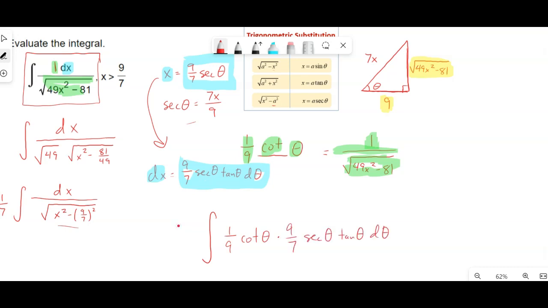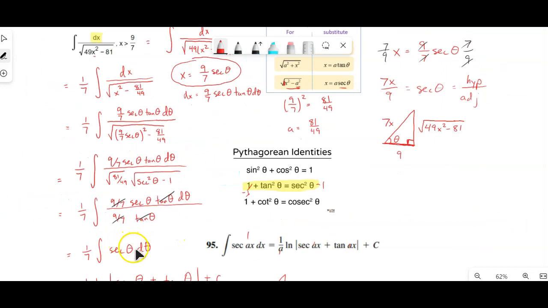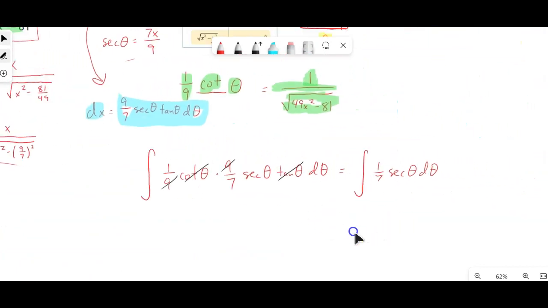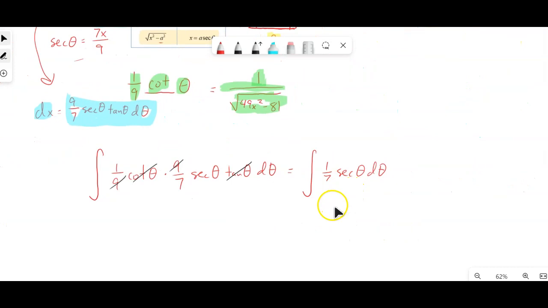And what's going to happen? Cotangent and tangent are reciprocals. The 9 will cancel away, leaving 1/7 secant theta d theta. If you look, that is exactly what we ended up with right here after we made that substitution, simplified, and used that Pythagorean identity. So from there on, the work is going to be identical. Every bit of it. It's just arriving at that trigonometric integral that is completely different.